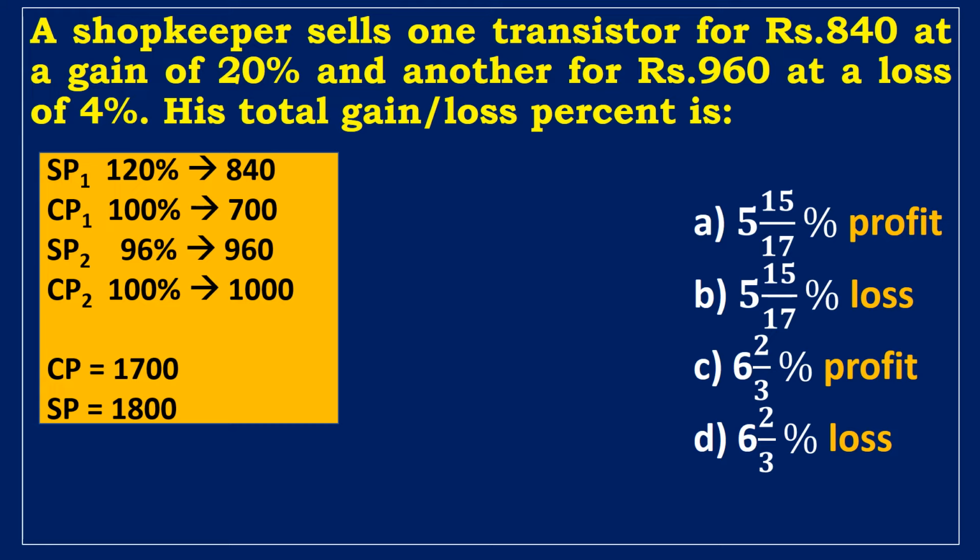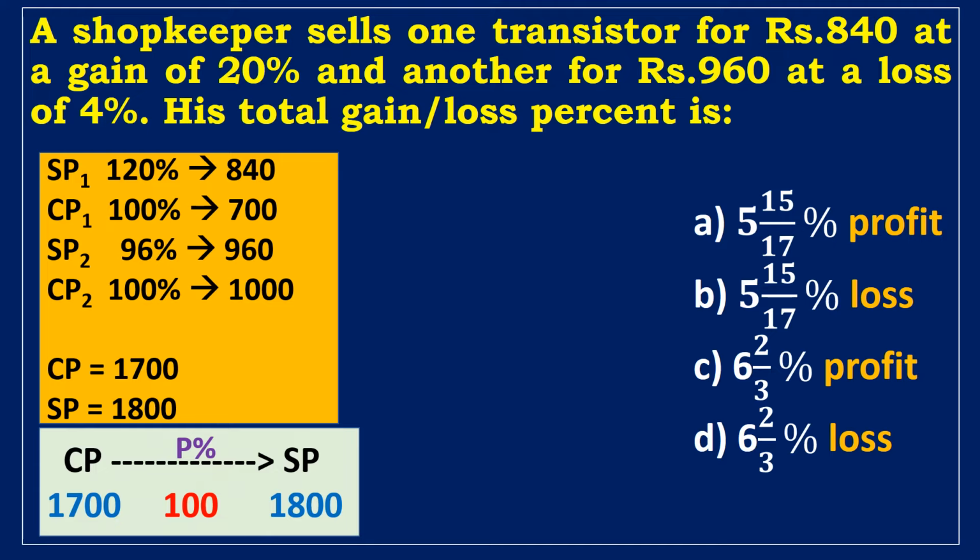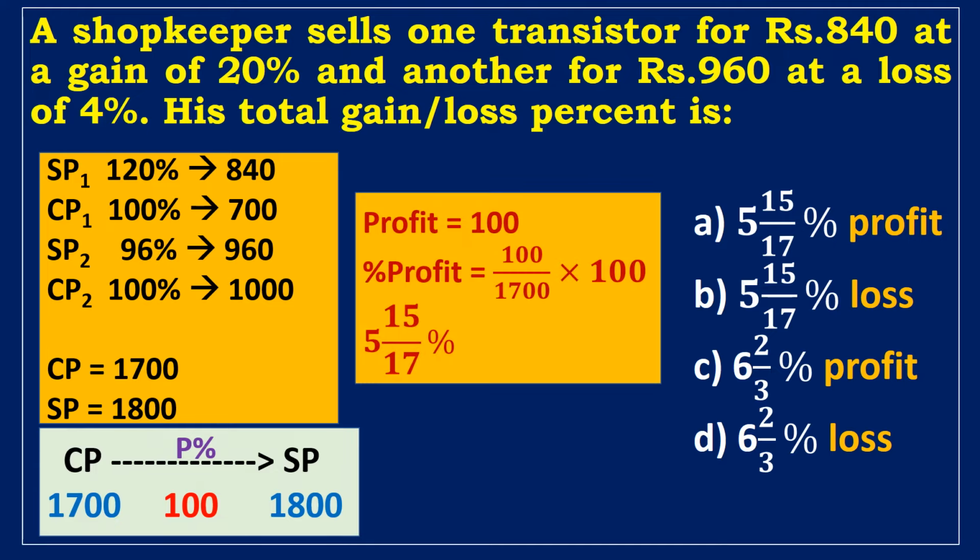The shopkeeper made a 4% loss on another transistor. As a result, the selling price is 96%, or 960 rupees. The cost price of 100% of another piece is then 1,000. In this scenario, the cost of both transistors is 1,700 rupees, whereas the selling price is 1,800 rupees. Profit is the difference between the selling price and the cost price, which is 100. Then profit percentage is profit divided by cost price into 100. In that instance, 100 divided by 1,700 yields 5 15 by 17%.